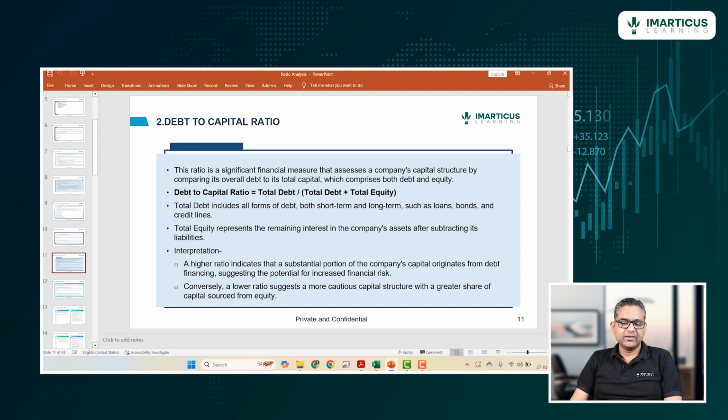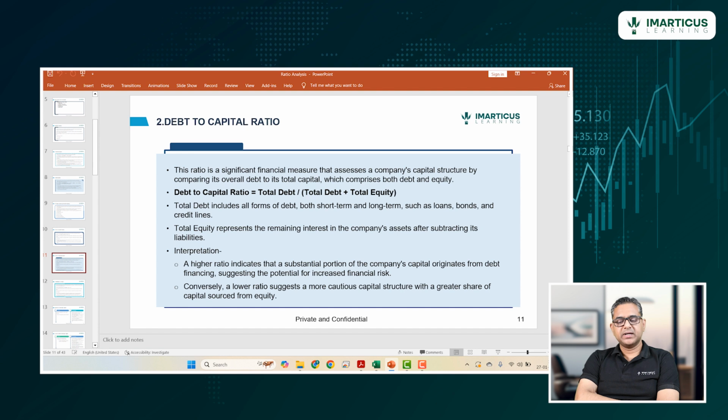So this ratio is a significant financial measure that assesses a company's capital structure by comparing its overall debt to its total capital, which comprises both debt and equity. So here we are comparing the total debt with respect to total capital the company has, right? So we are not just restricting to equity like we did in the last ratio. Here we are talking about the total capital. Total debt includes all forms of debt, both short term and long term, such as loans, bonds, and credit lines. So all the interest bearing obligations would come under this total debt category.